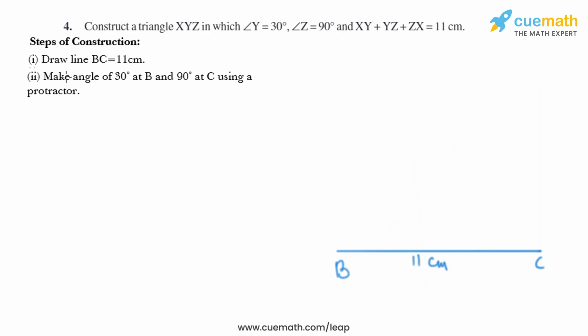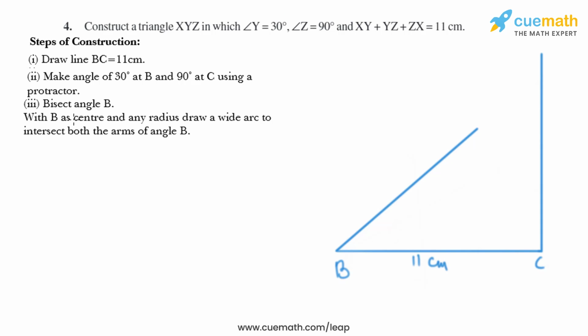Now in the next step, make an angle of 30 degrees at B and 90 degrees at C using a protractor. So we have to use a protractor and we have to make an angle of 30 degrees at B like this, and we have to make an angle of 90 degrees at C like this.